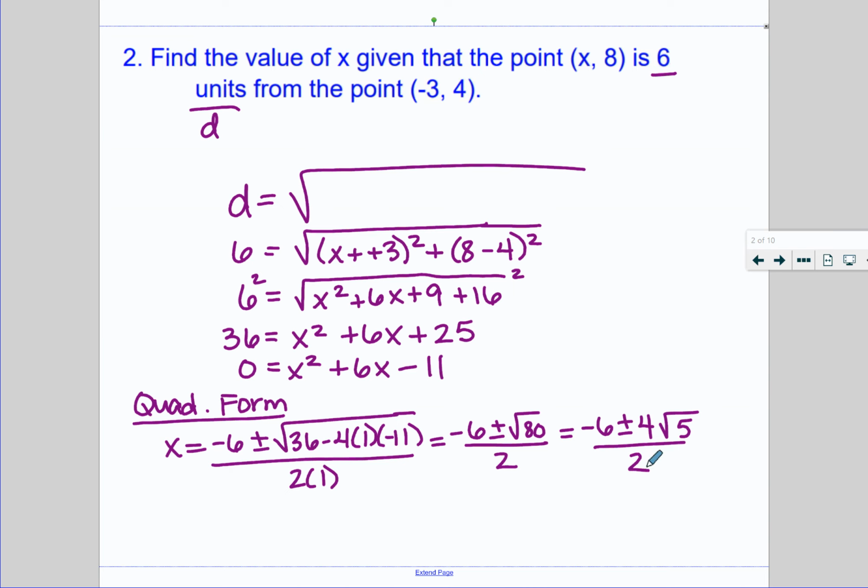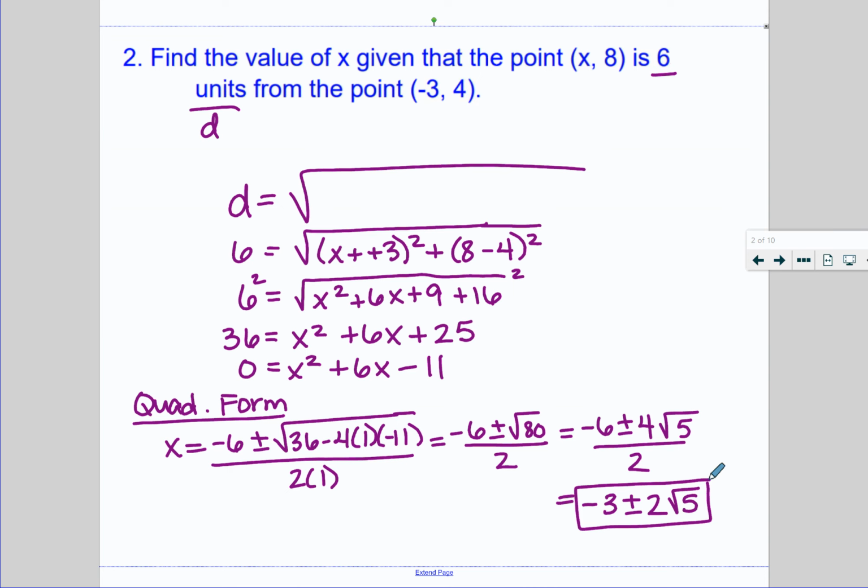And then the last step, everything in that fraction is divisible by 2. So the final answer is negative 3 plus and minus 2 rad 5. So there are 2 possible values for x: negative 3 plus 2 rad 5, and negative 3 minus 2 rad 5.